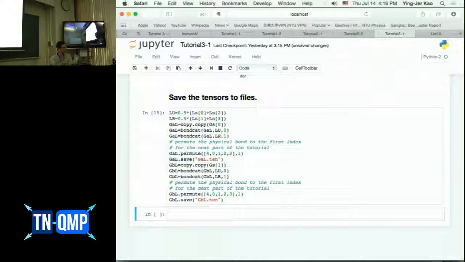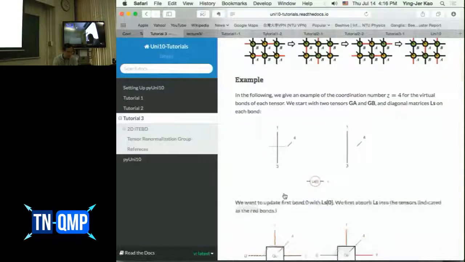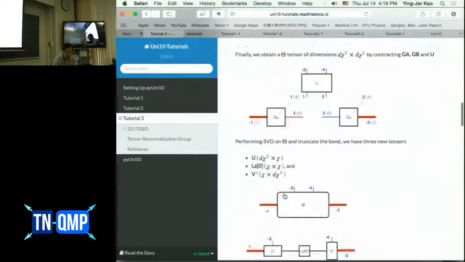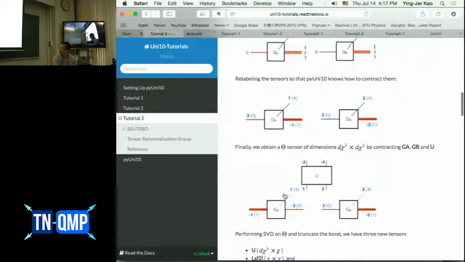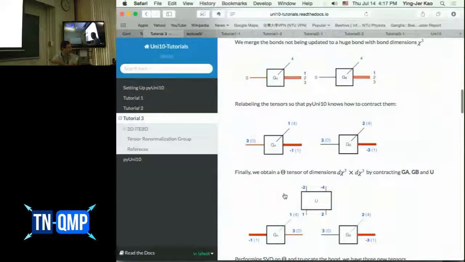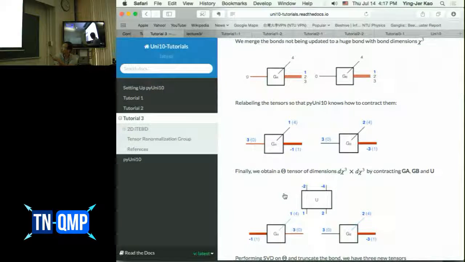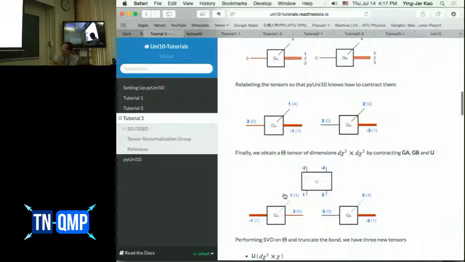So this is for later use, the ITP debug. Basically, the idea is just to keep doing this: you simulate a 2D tensor network by using the 1D way to update. I hope I explained very clearly how these labels are changed during the process, because assigning labels is basically telling the library which legs to contract.